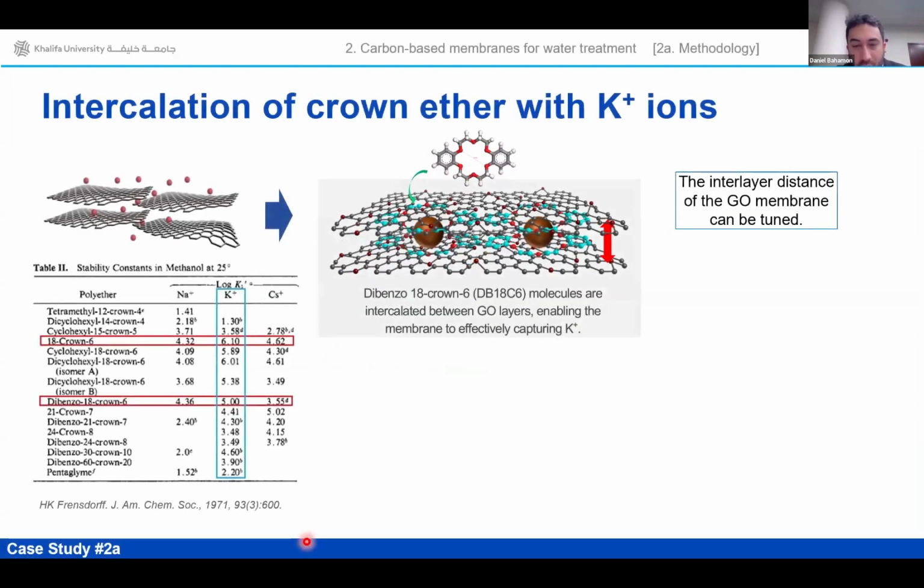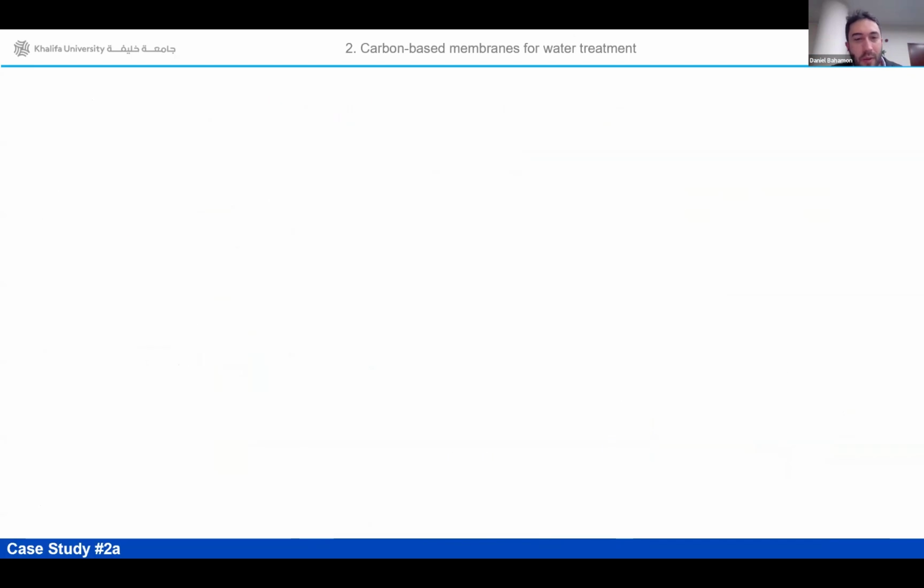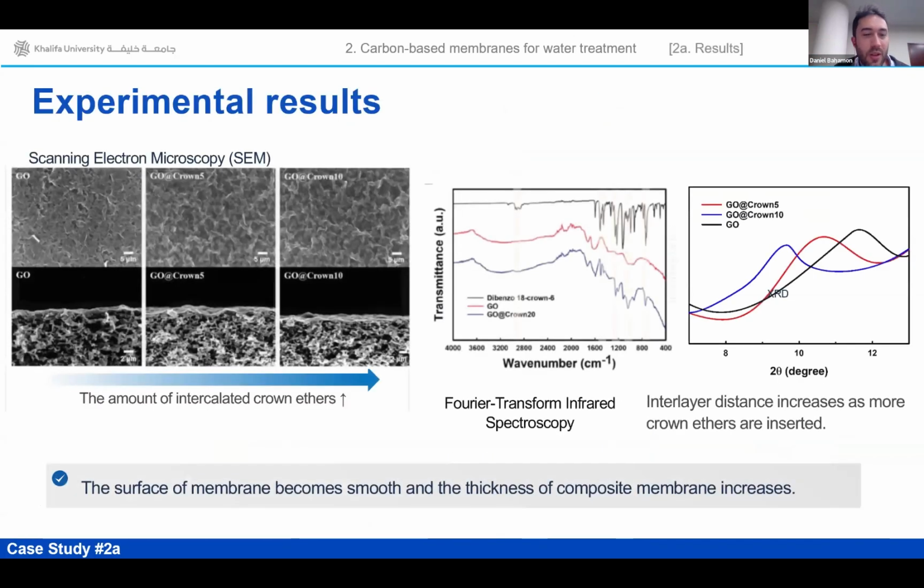Since I was mentioning that this is a collaboration with some experimental groups, we will have also some experimental results. I will go a little bit fast with them, basically just to mention that as we increase the number of intercalated crown ethers in the system, the surface is smoother. And of course, the thickness is higher, but the interlayer distance can be maintained with the addition of these crown ethers.